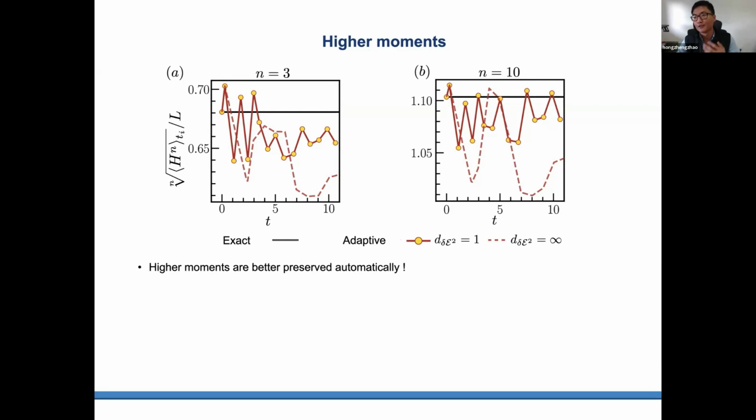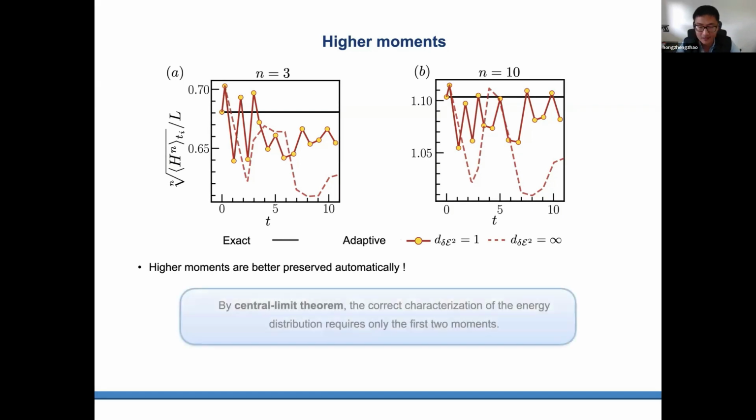So we can't really prove this rigorously, but we can provide a heuristic answer to this behavior. And the idea is, according to the central limit theorem, the correct characterization of the energy distribution only requires the first two moments of your target Hamiltonian. You do not need to worry too much about the higher moments. You can suddenly say, okay, what if I prepare a cat state in the energy space? And for sure, this is far from any central limit theorem, but those states are also really hard to prepare on any quantum devices.